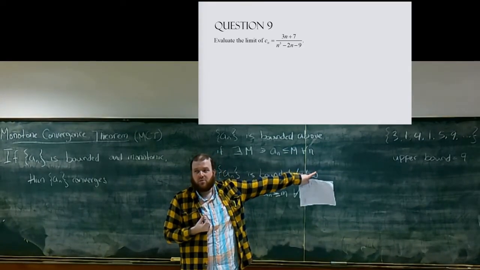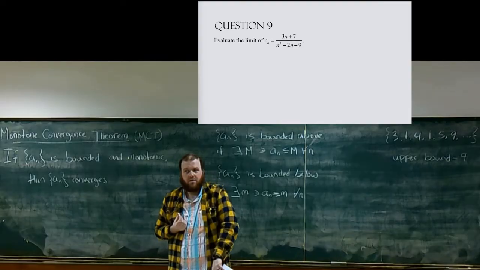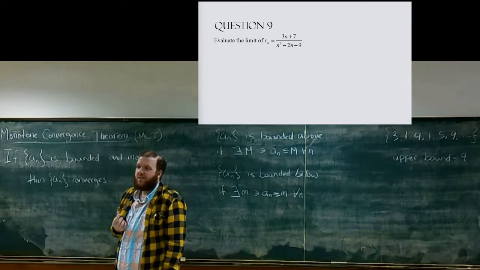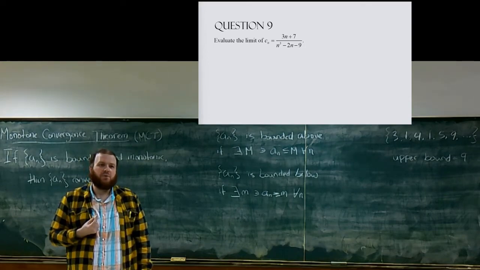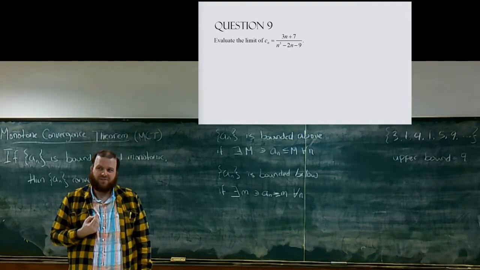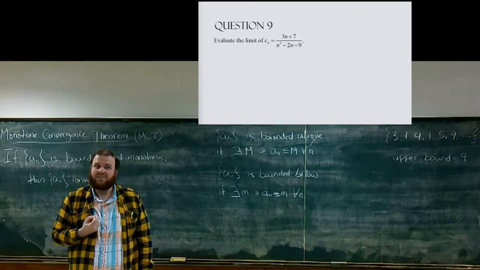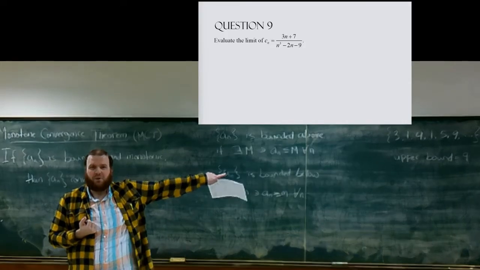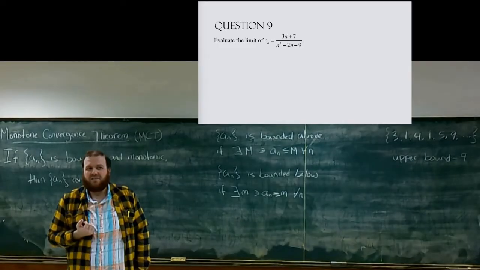Is 9 the only upper bound? No, what else is an upper bound? Plus infinity. Well, again, infinity is not a number. If you're saying there's an infinite number of upper bounds, you're correct. Any number larger than 9 would also be an upper bound, wouldn't it? Bounds are not unique.